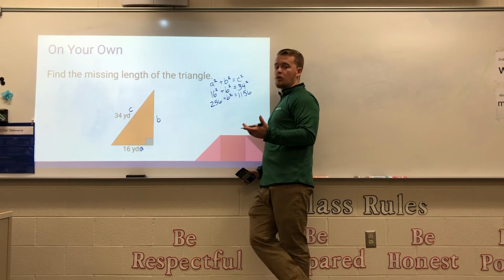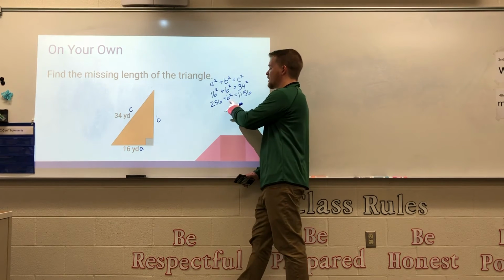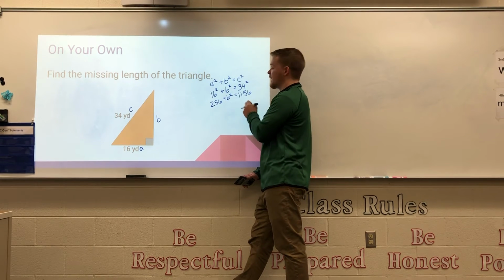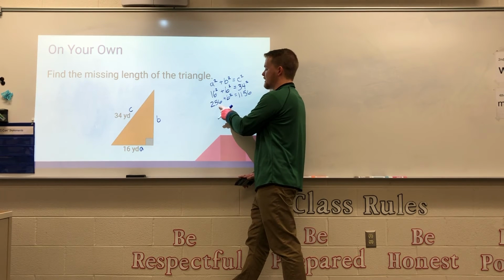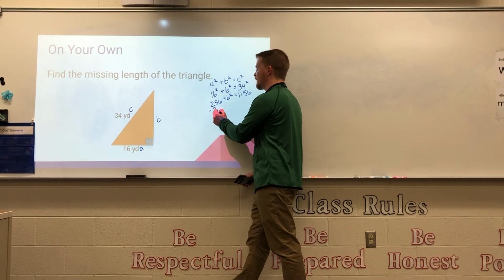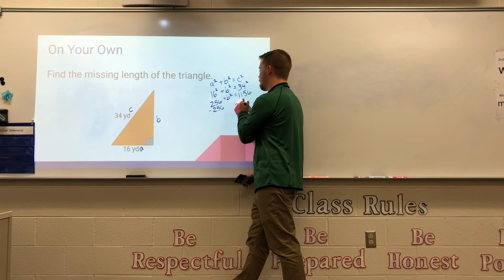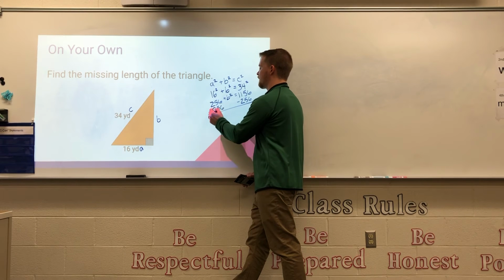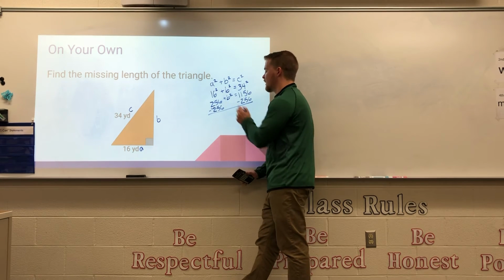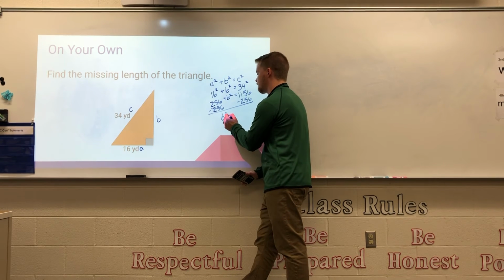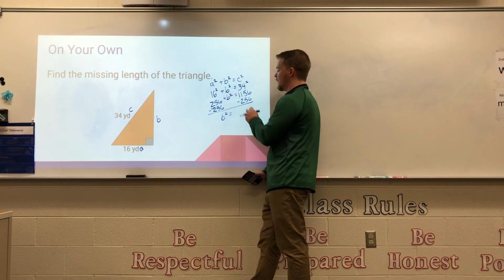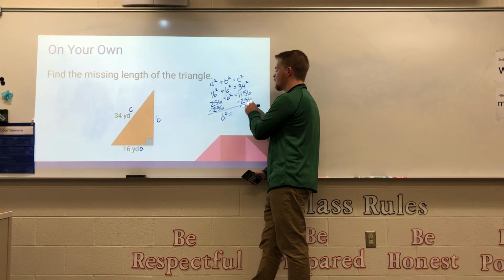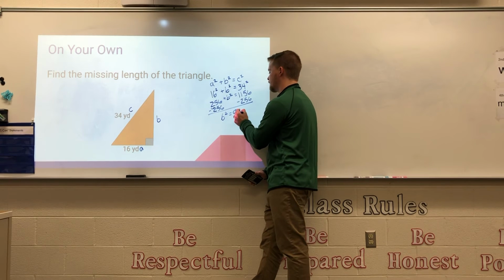So again, like we keep running into, if we're trying to solve for a variable, you need to get that variable by itself. So you need to move what's on its side to the other side. So right now we have a positive 256 on this side, so we have to subtract 256 from both sides. When we do that, 256 cancels with minus 256, so I bring down b squared equals 1,156 minus 256, which would give me 900.